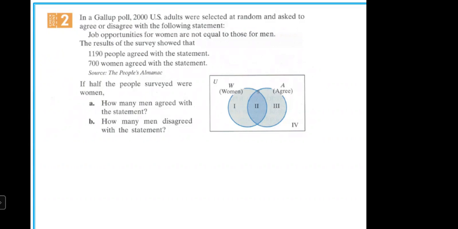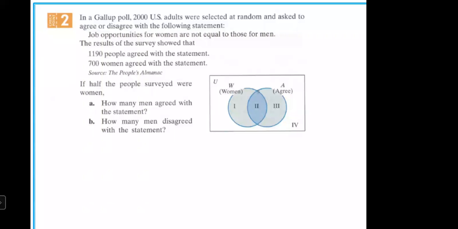One represents women, and one of the circles represents those who agree with the statement. Okay, so there was no information about men per se, but we can deduce from the diagram, once we finish labeling it, what the sentiments of men are in the survey. So let's look at this now. So what is going to go in the intersection in this case?